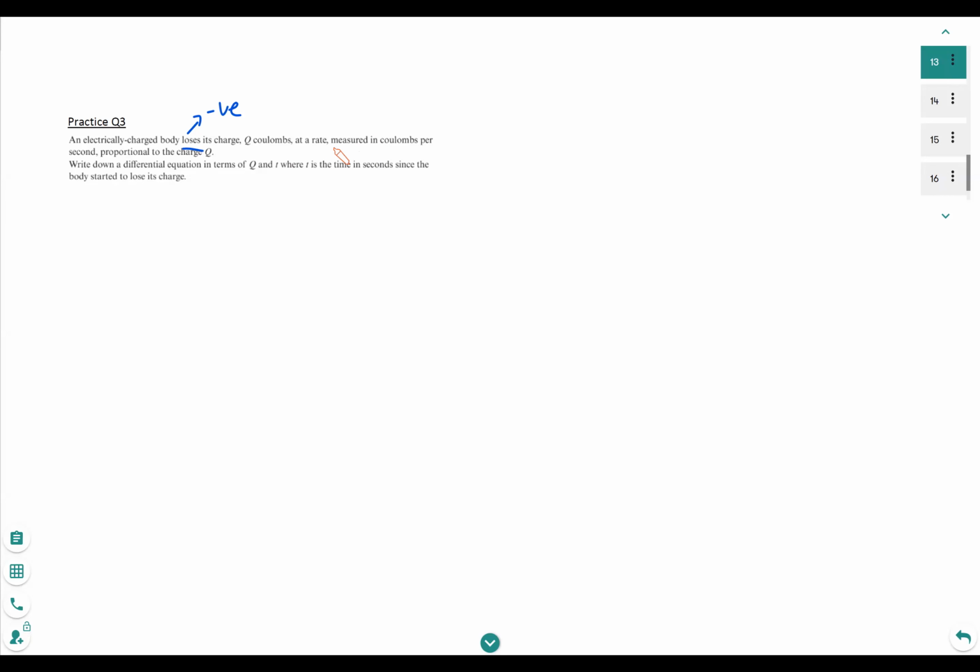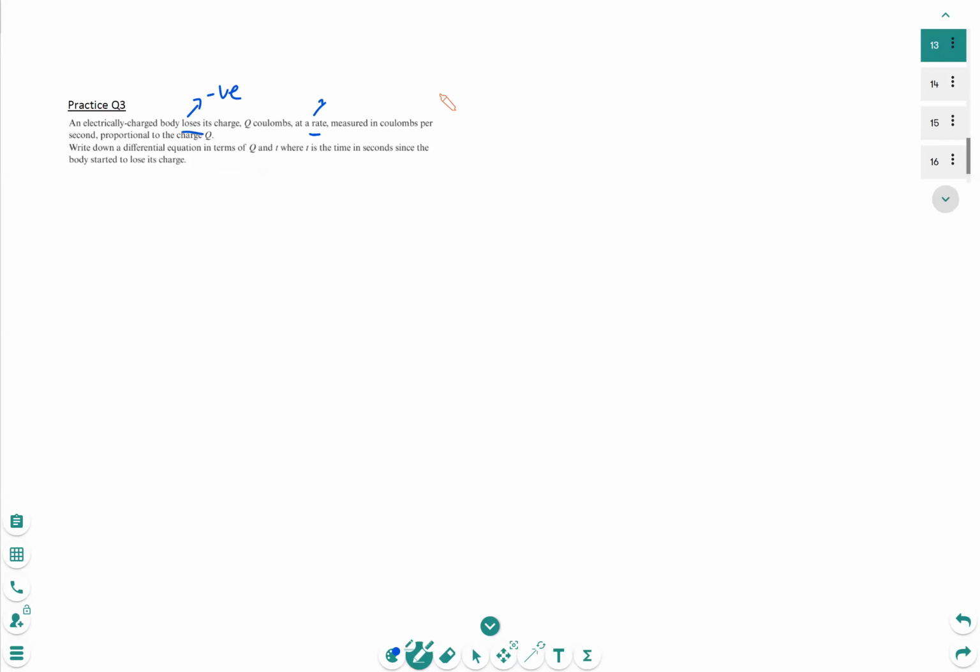And a rate, d something by d something. This time we are measuring dq over dt. Why? Because we're measuring the charge per time, per second, proportional to the charge q, so k times q. So we can simply do dq by dt equals negative kq. That's the answer. Next one, have a go. Pause the video. When you're ready for the answer, you can press play.